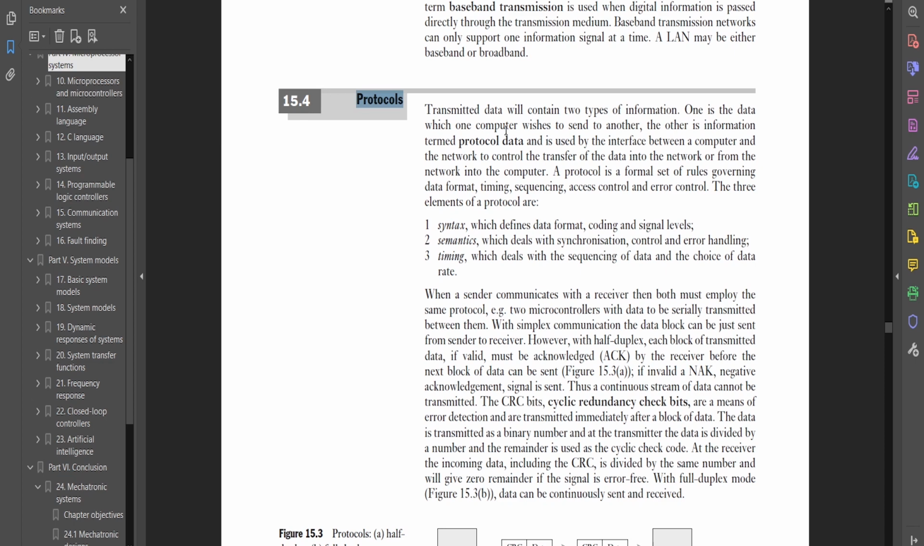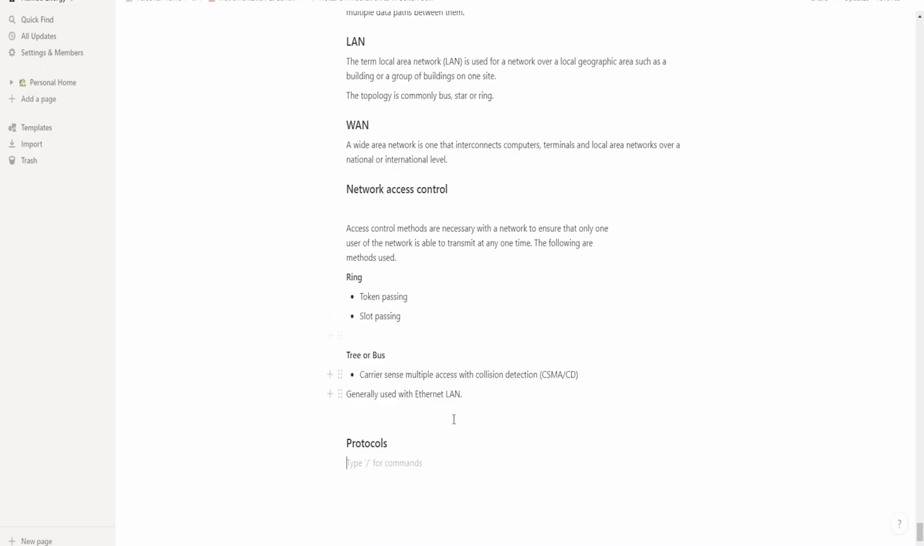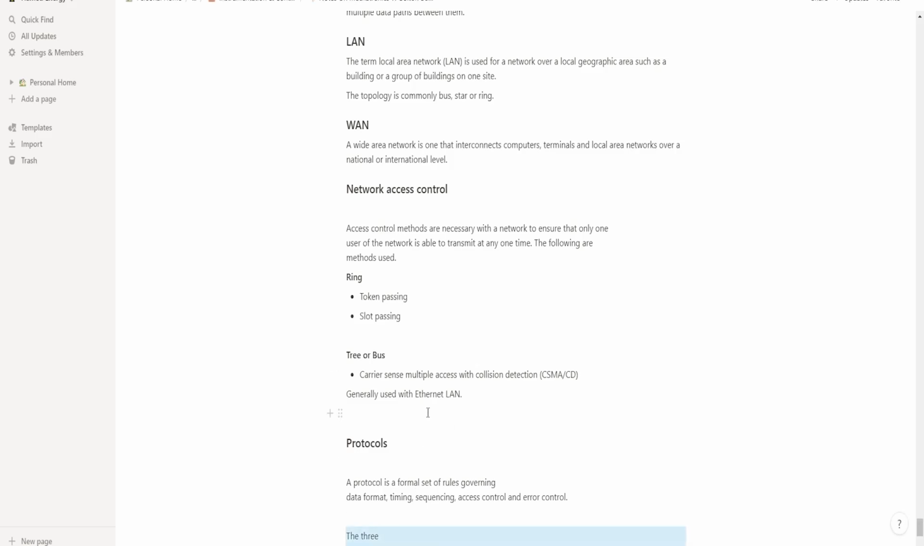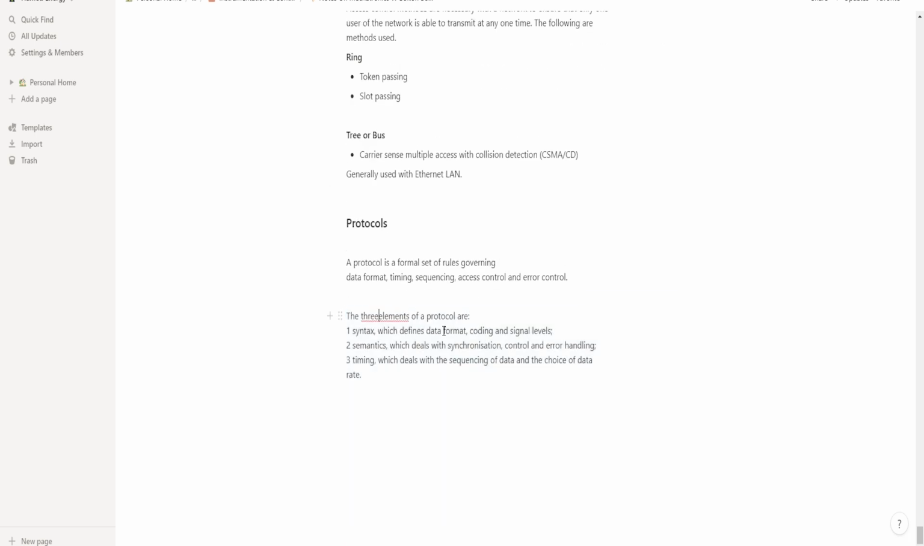Protocol is a formal set of rules governing data format, timing, sequencing, access control, and error control. Interesting. Okay, so just go with that, right? And then we can just go with the three elements of protocol are syntax, semantics, and timing.